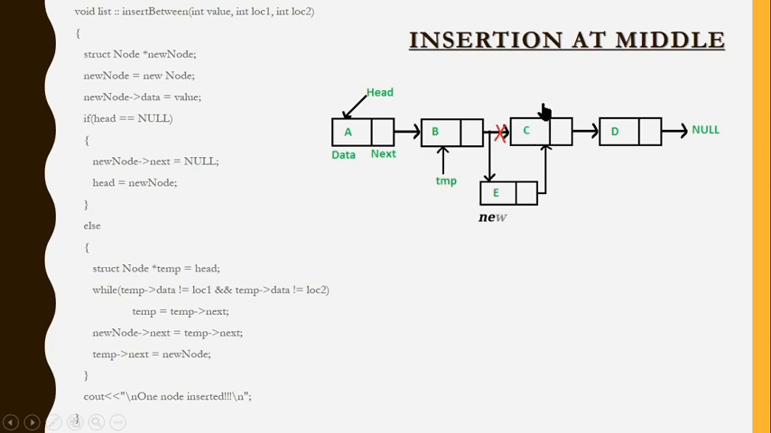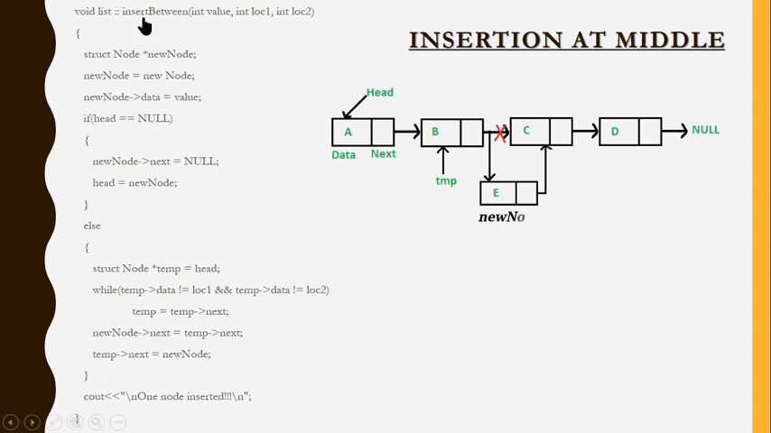Here the C address should be placed in the second partition. In the place of E, I need to bring this C address first. So this link should be created first and then go for this link. That means the E address should be placed here. This should be the logic you have to follow before creating any node in the middle.